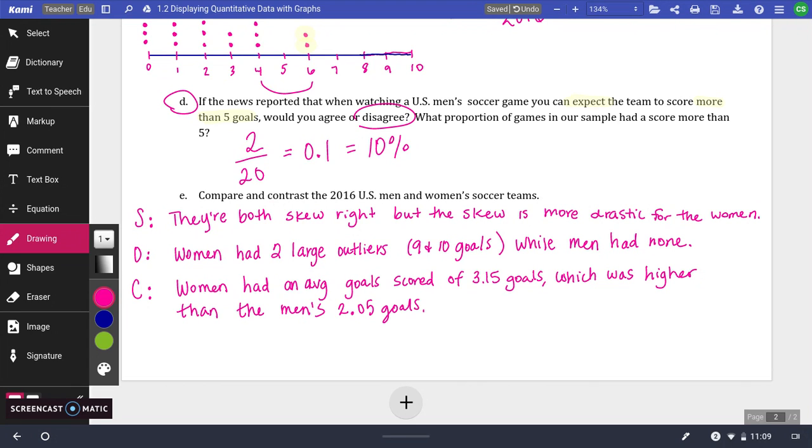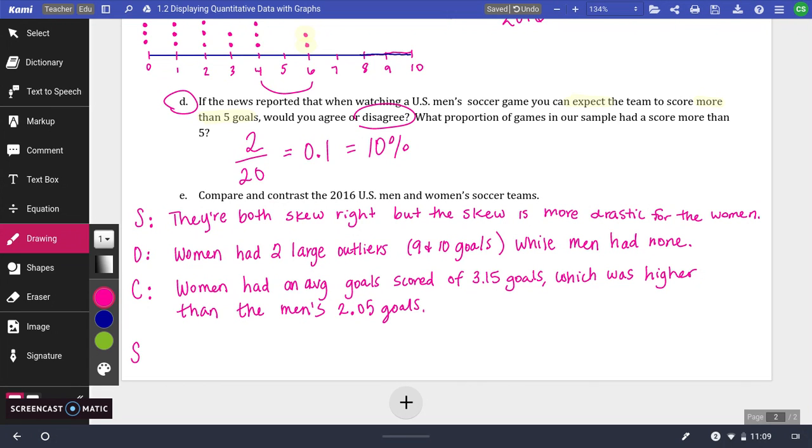Okay. Women had an average goals scored of 3. That doesn't sound quite nice. Women had, it's all right. Well, it's fine for now. Women had an average goal scored of 3.15 goals, which was higher than the men's 2.05 goals.